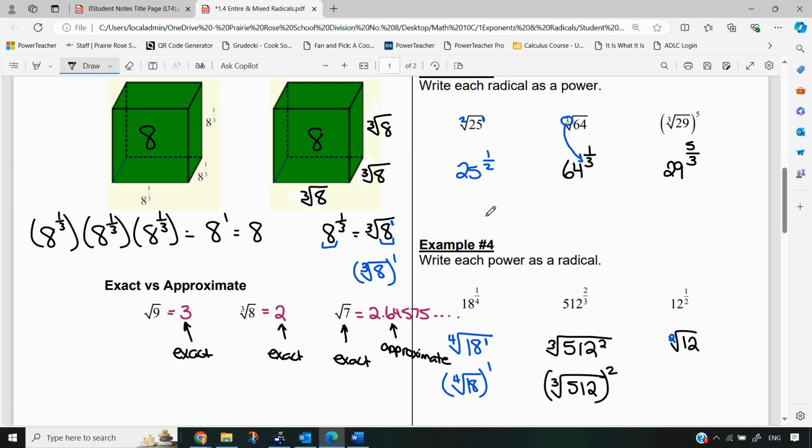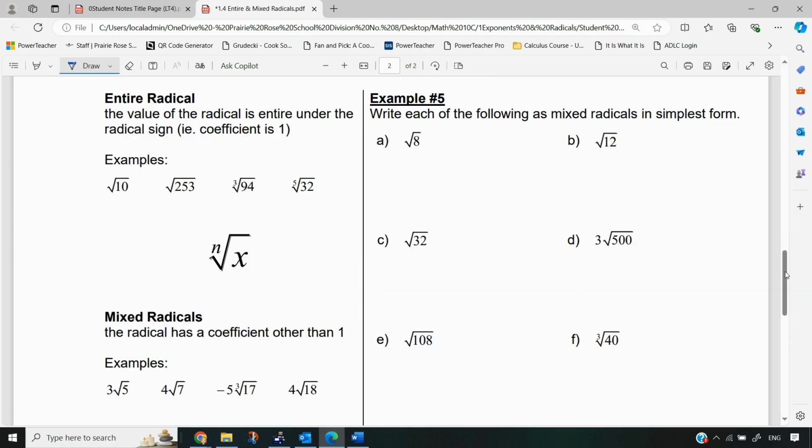So as we move into the next part of our lesson, we're going to be looking at how to express our radicals as exact values in simplest form. In this part of the lesson, we're going to be looking at how to convert radicals from entire form to mixed and mixed to entire. So first of all, we want to talk about what those two terms mean.